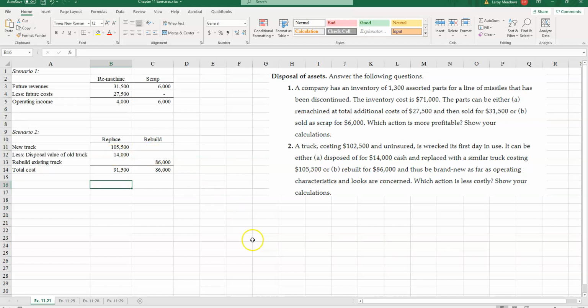So remember that relevant costs are future costs or future revenues that differ among alternatives, which is what we saw here in scenario 1, or future costs that differ among alternatives, and this is an example of what we see in scenario 2. So we see that it is cheaper to rebuild the truck in scenario 2 than it is to replace it. And in example 1, we see it's more profitable to scrap the inventory than it is to remachine and then sell it.